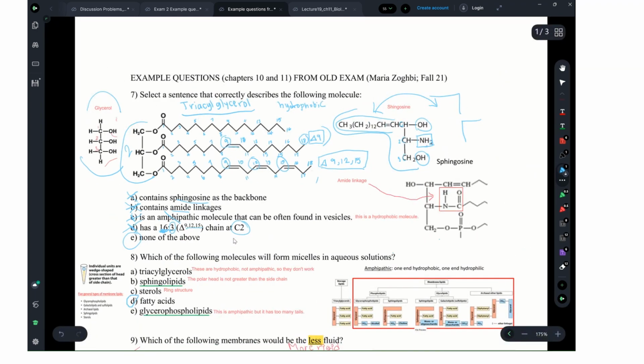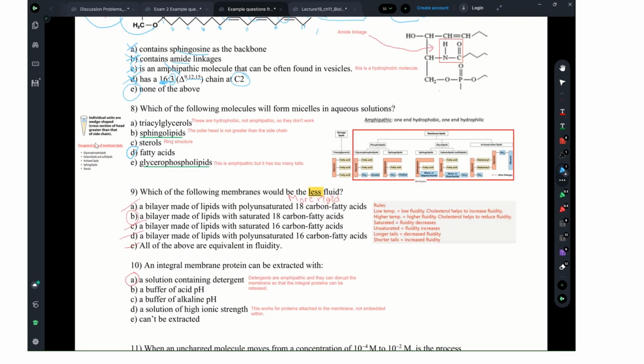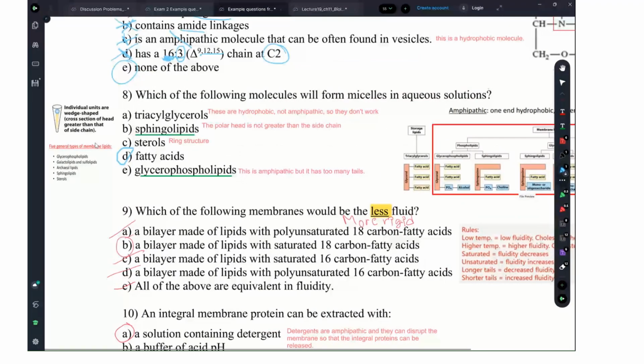Okay, number 8. Which of the following molecules will form micelles in aqueous solutions? So here's some notes from your lecture. We have individual units are wedge-shaped. Cross-section of the head is greater than that of the side chain. So you can see that polar head group, the cross-section is larger. Which of the following molecules will form micelles?